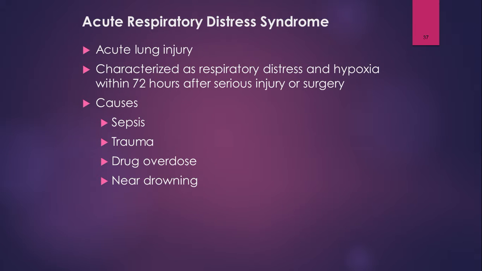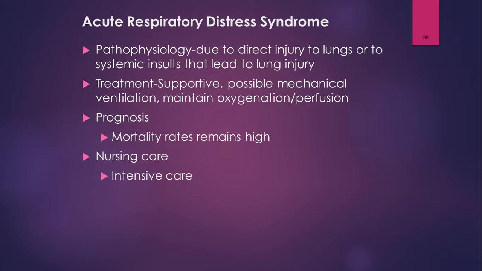Acute respiratory distress syndrome is an acute lung injury. It's characterized as respiratory distress and hypoxia occurring within 72 hours after a serious injury or surgery. Causes can be sepsis, trauma, drug overdose, or near drowning. Acute respiratory distress syndrome, ARDS, is due to direct lung injury or to systemic insults that lead to lung injury.